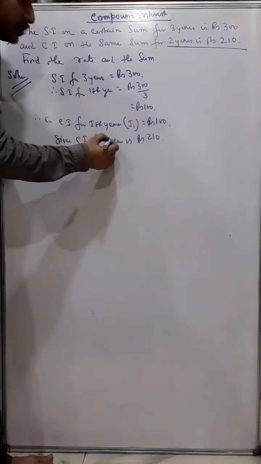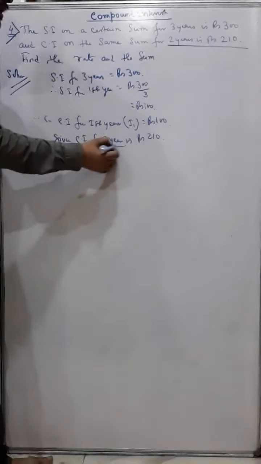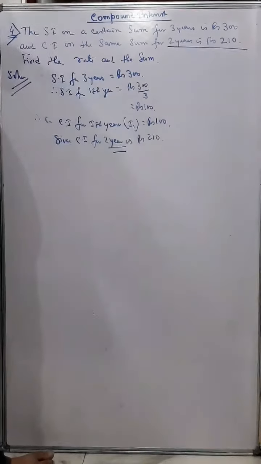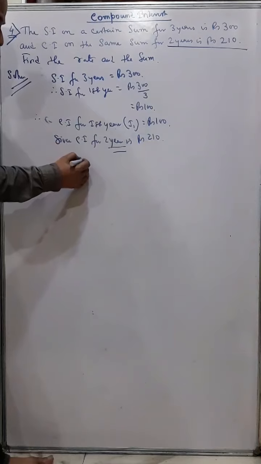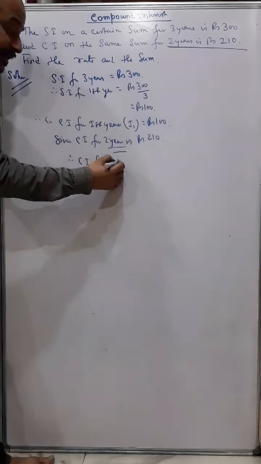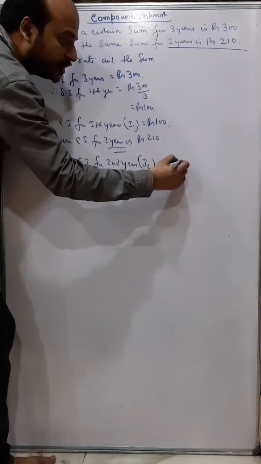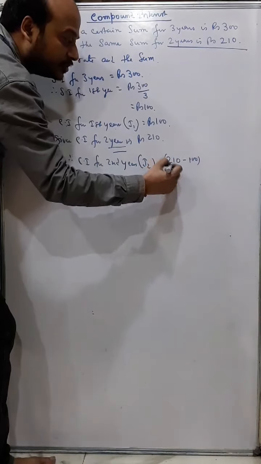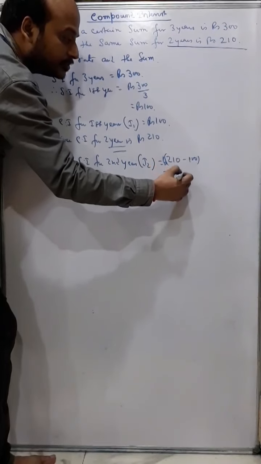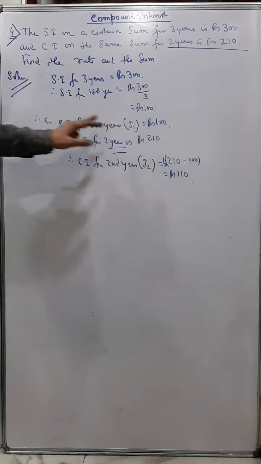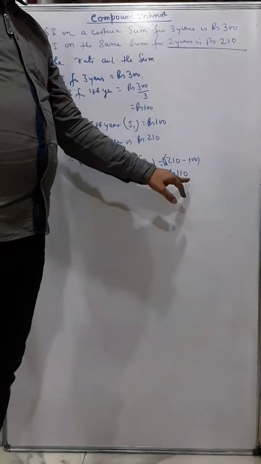And if CI for 2 year is rupees 210, 2 year means 2 year together. And out of that 2 year together, the first year interest is 100. From here we can get CI for second year only. I can get CI for second year as 210 minus 100. Is it not understood? The total CI for 2 year is 210 and the CI for first year we know 100. That means CI for second year, only second year, is 110.